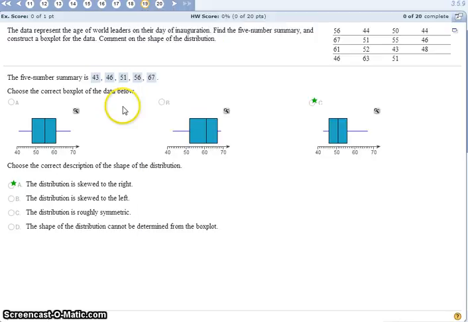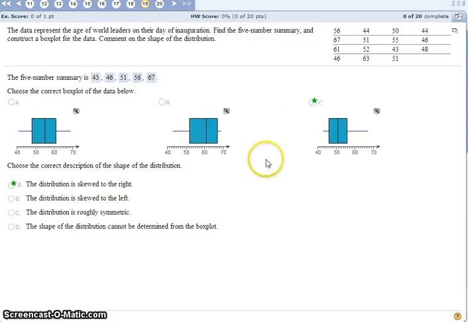So type that in. And then you're looking for the box plot that displays this. So the smallest end of the whisker here should be on 43. The top end should be on 67. C is the one that's going to have it perfect here. This line should be on 46. The middle one's 51. And then this one is on 56. And so C matches up to those 5 numbers, so C is the correct choice.